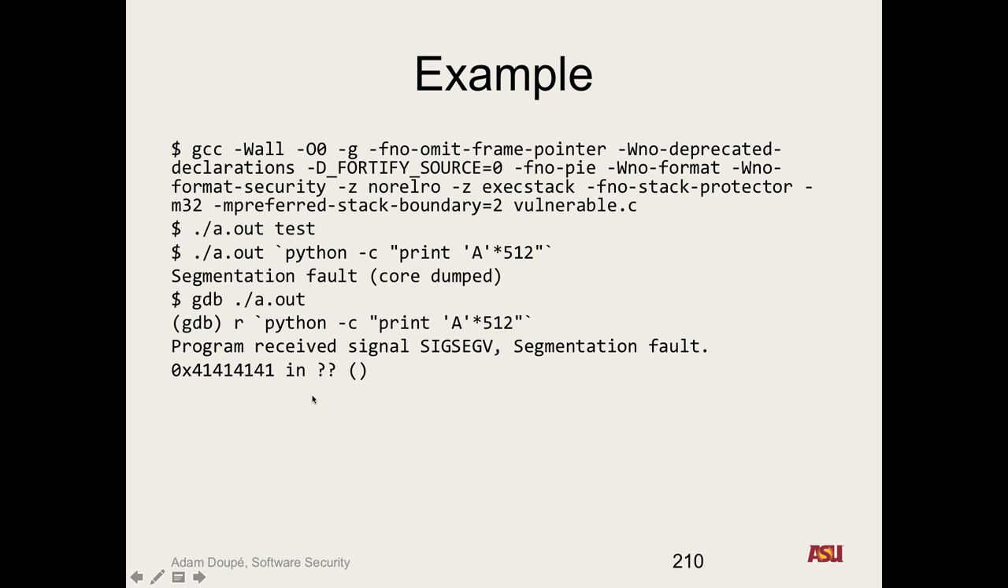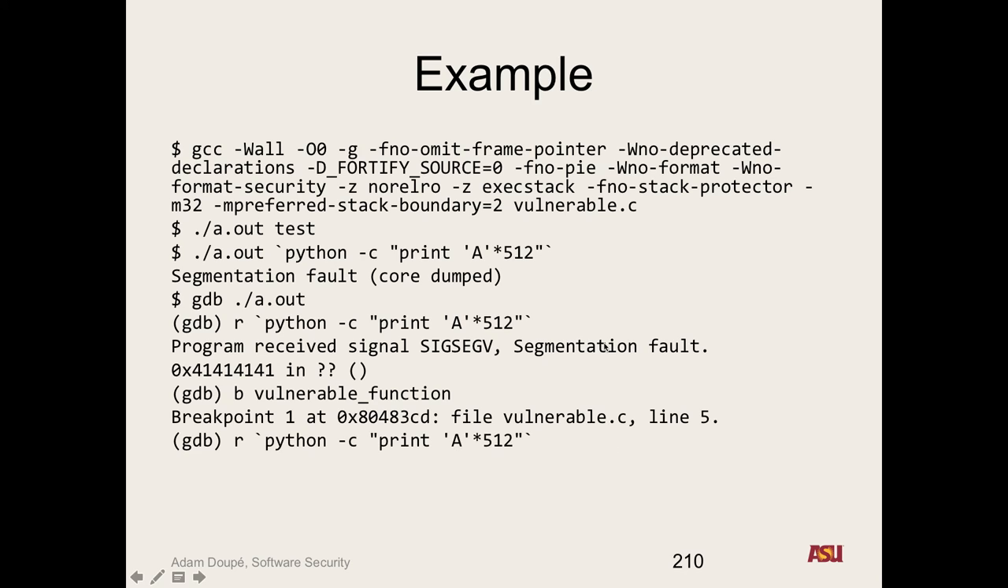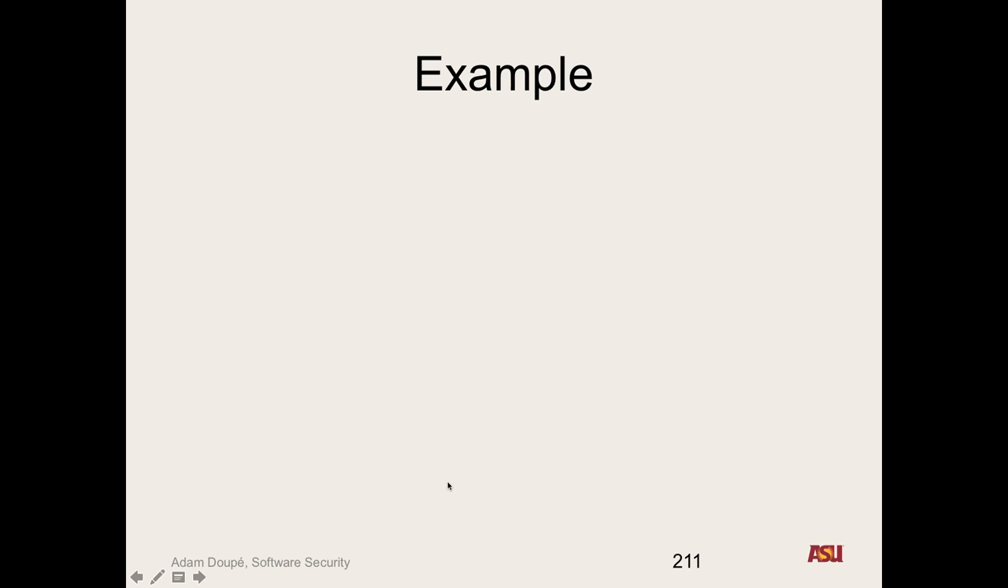This is golden. Now I'm going to set a breakpoint in the vulnerable function, because I want to see where that buffer lives, since I need to know how to jump into it. I'll run it, and once it hits that breakpoint, I'll print out the address of copy, my buffer on the stack. It tells me it's at FFFFCE0C.